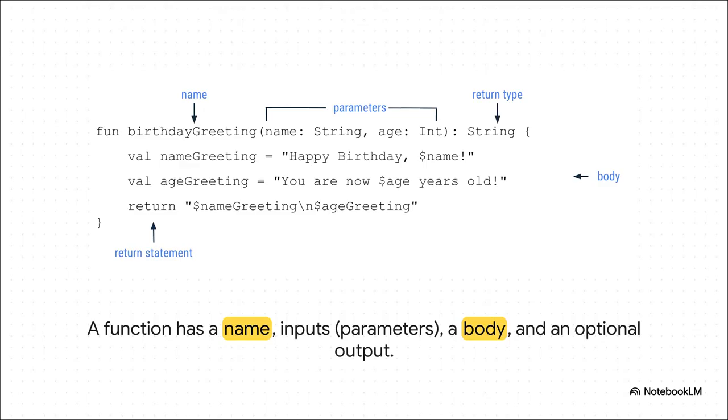So let's take a look at what a function actually looks like in Kotlin. See that little word fun at the beginning? That's just you telling Kotlin, hey, a function is coming. Then you give it a name that makes sense, like birthday greeting. The stuff in the parentheses, those are the parameters, the ingredients your recipe needs. In this case, it needs a name and an age. And then inside those curly braces, that's the body. Those are your instructions, the actual steps of the recipe.